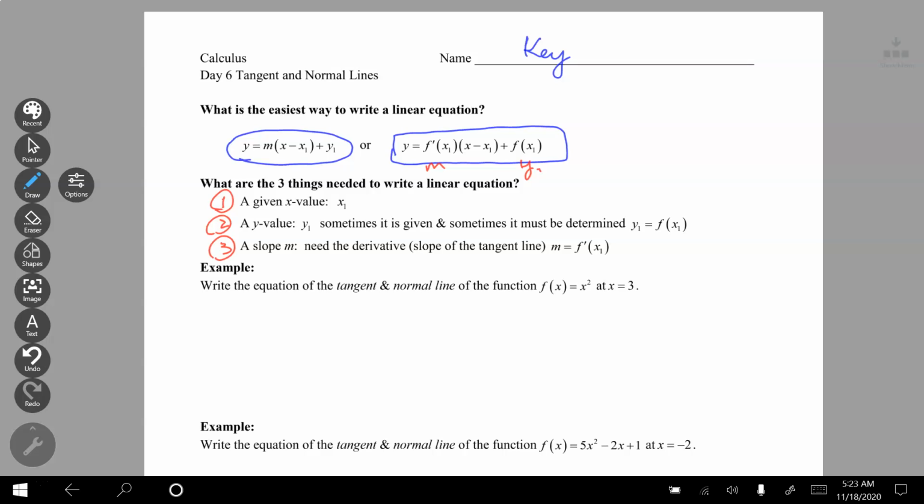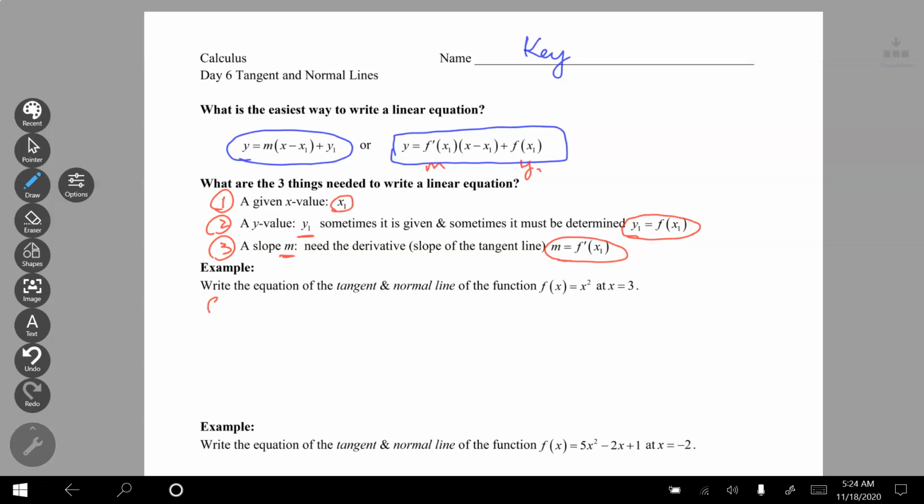And the first thing I need is a given x value. You will have to be given some x value, and then you will have to be given a function. And to find the y value, you just plug that number into the function. And then again, we would need a slope. And we take the derivative, and we plug that given x value into the derivative, and we find the slope. Example. Very easy, we've done this before.